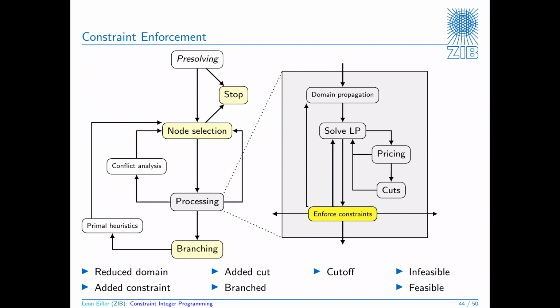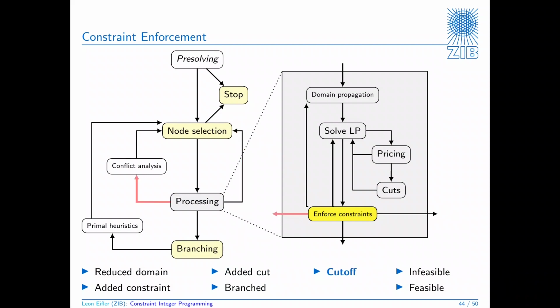So here we have all these different outcomes again, and we will see what happens in the solving loop depending on what outcome we get. If we reduce the domain or add a constraint, then we go back to domain propagation and resolving the LP. If we added a cut, we directly go back to the LP. So this is sort of the difference between creating a local constraint and adding a cut. With one we go back to do another round of propagation, and with the other we just solve the LP again. If we branched, then we are done with this node and can go back to select the next node.